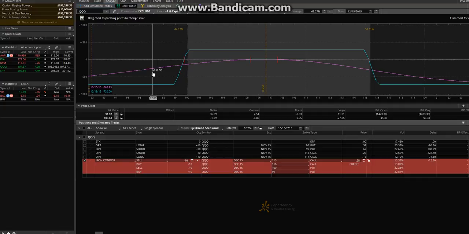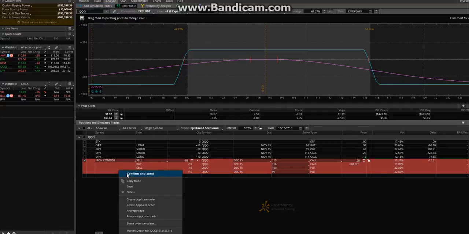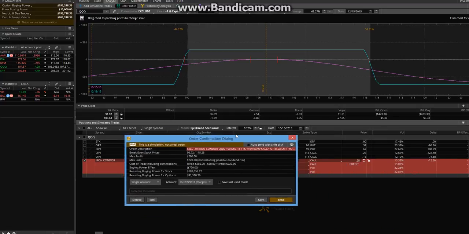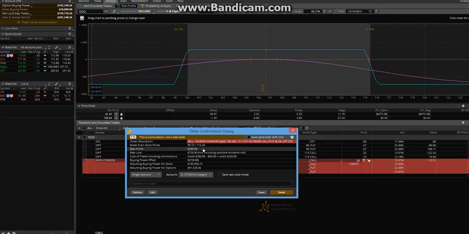Now we're going to execute this trade. So we're going to go to the open area. We're going to right click on it. We're going to hit confirm and send. And this brings up the order confirmation, and we can look at this and see what our profit is going to be.